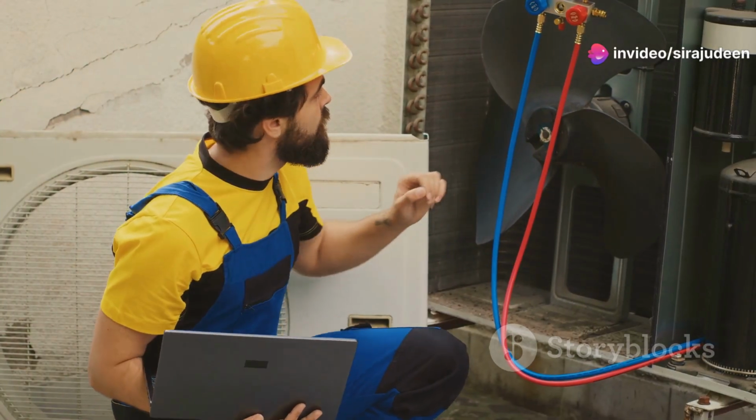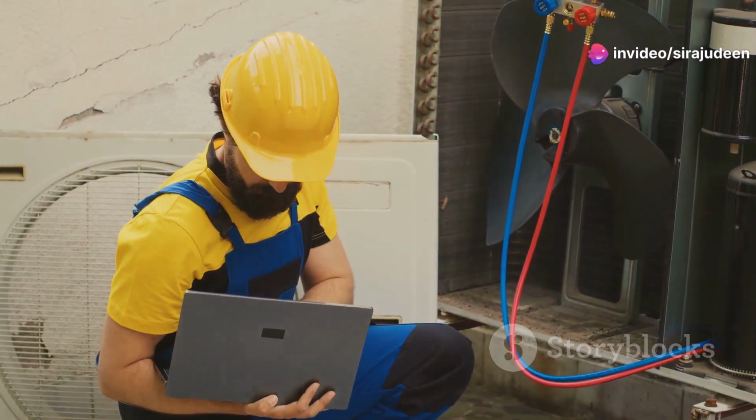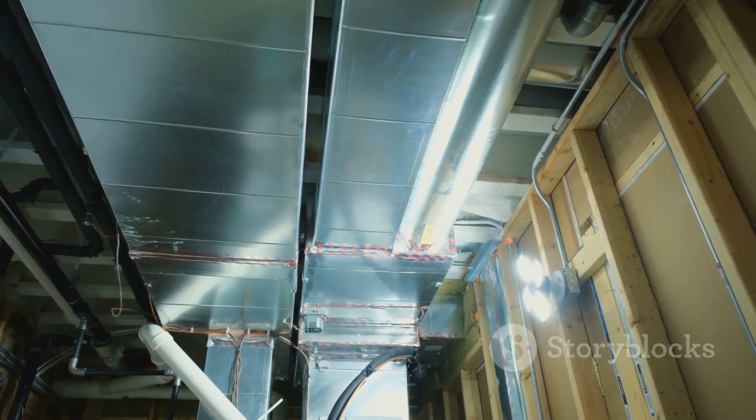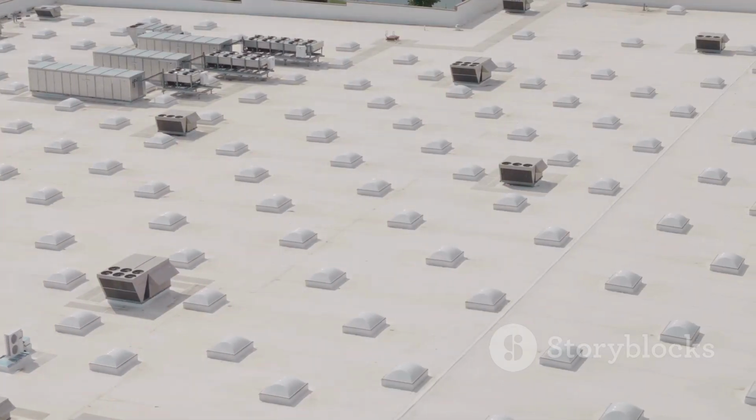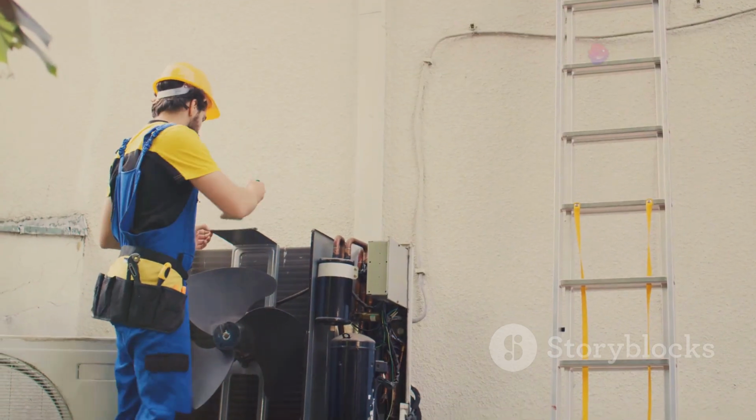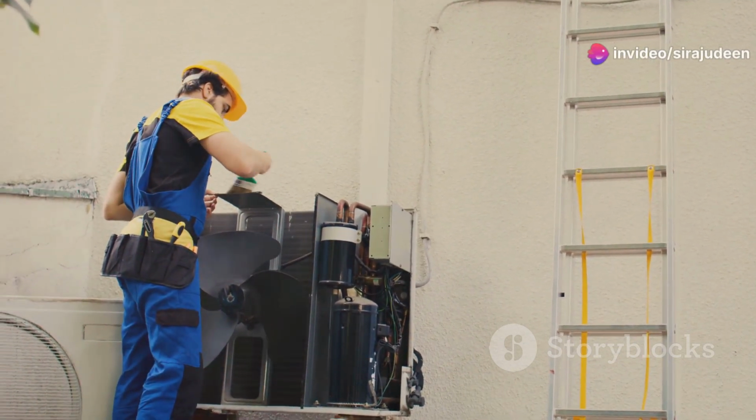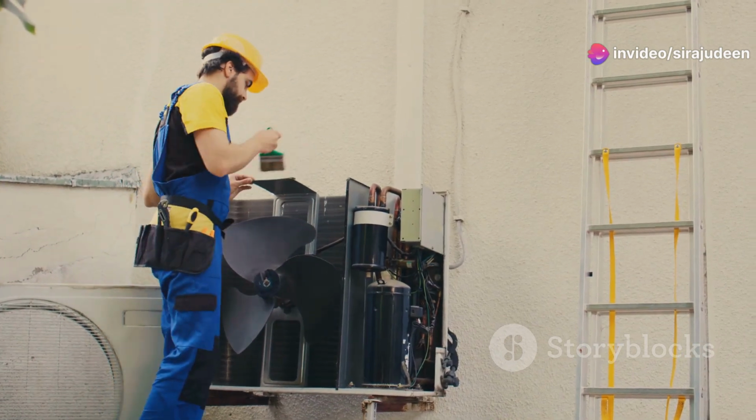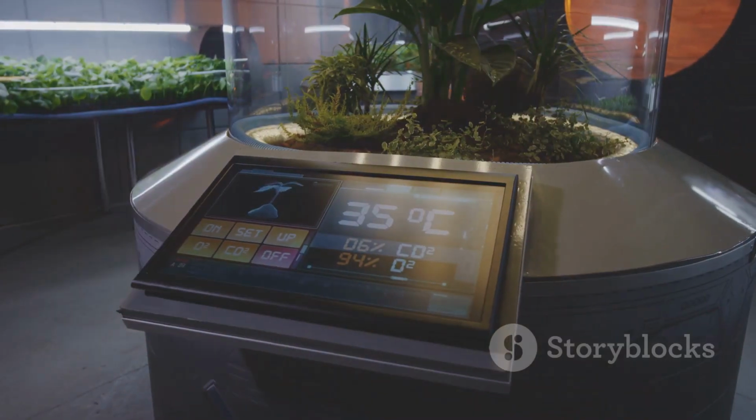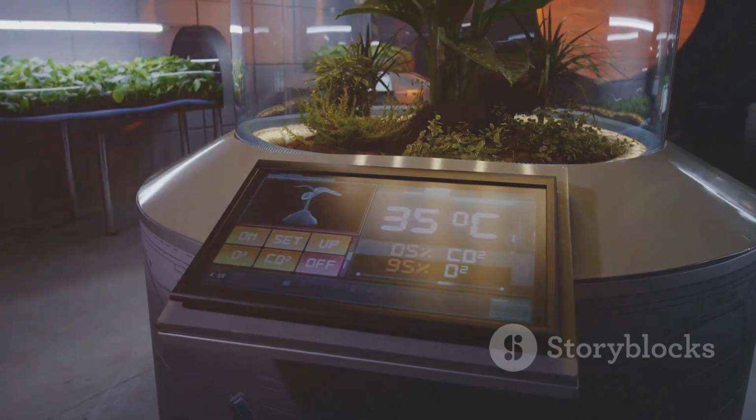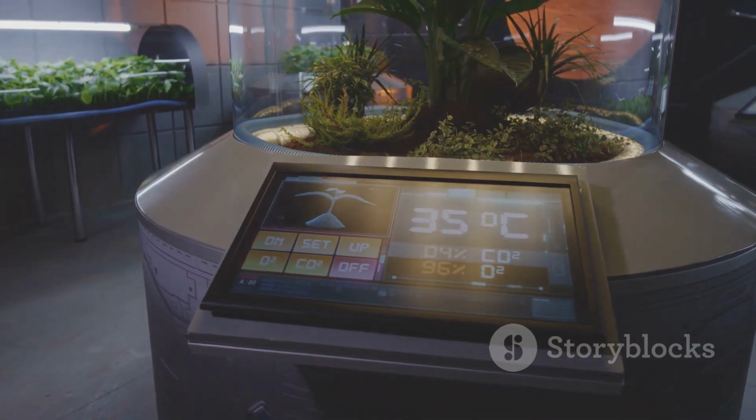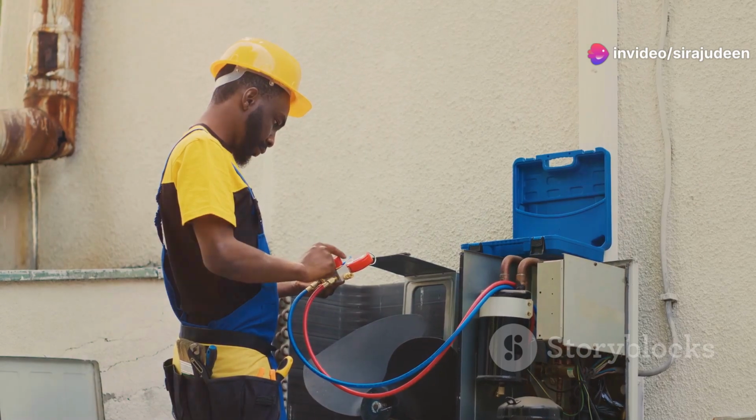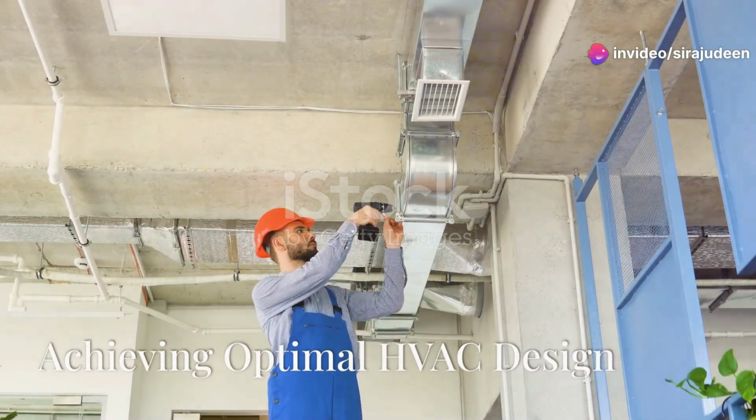These systems provide centralized monitoring and control of HVAC systems and other building services. BMS can track energy consumption, identify potential issues, and optimize system performance in real time. Regularly monitoring HVAC system performance is crucial for identifying and addressing potential problems before they escalate into major issues. Tracking key performance indicators such as energy consumption, temperature and humidity levels, and equipment run times can provide valuable insights into system operation and highlight areas for improvement.